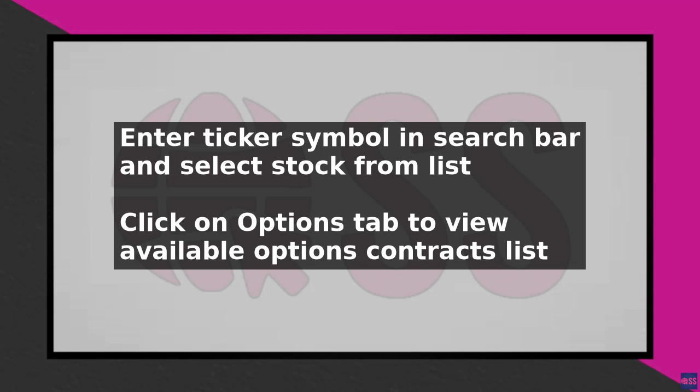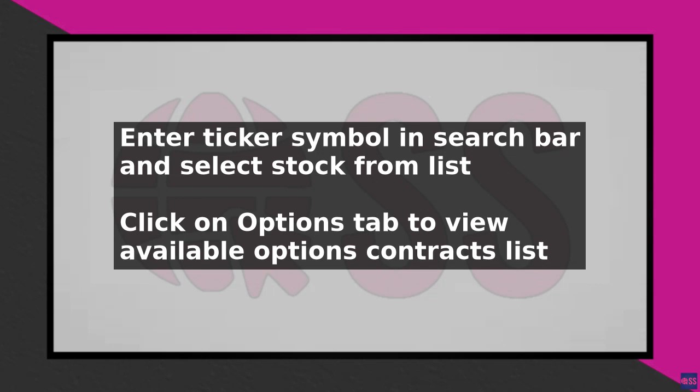Next, choose the type of options contract you want to buy, either a call option or a put option. A call option gives you the right to buy the stock at the strike price, while a put option gives you the right to sell the stock at the strike price. Select the contract you want to buy by clicking on the Buy button next to it.